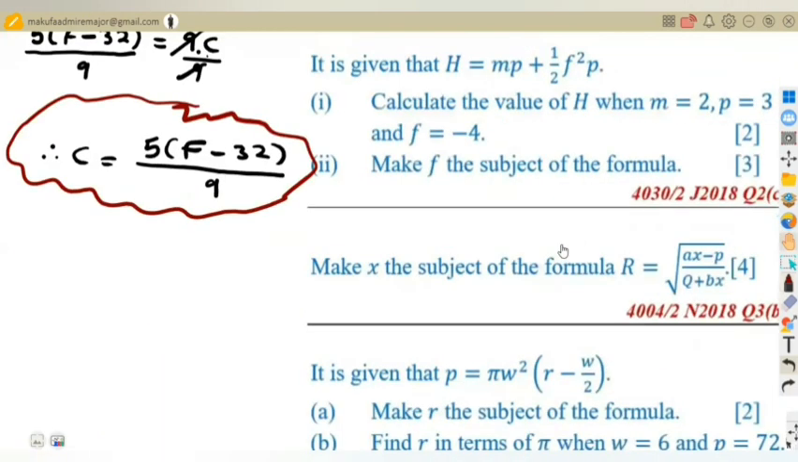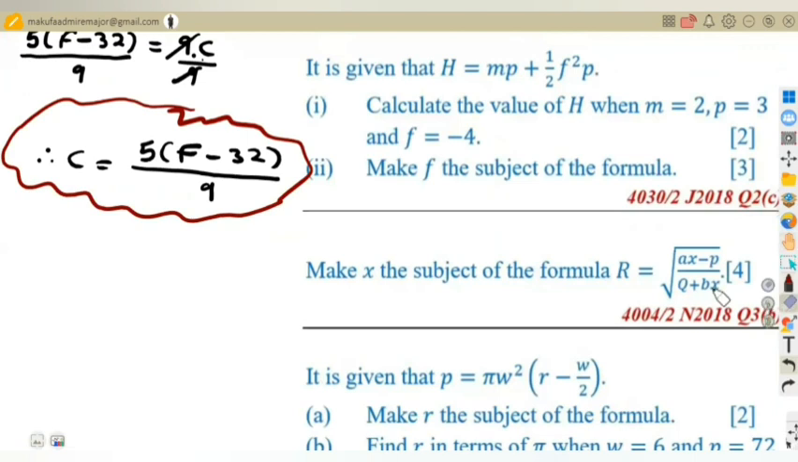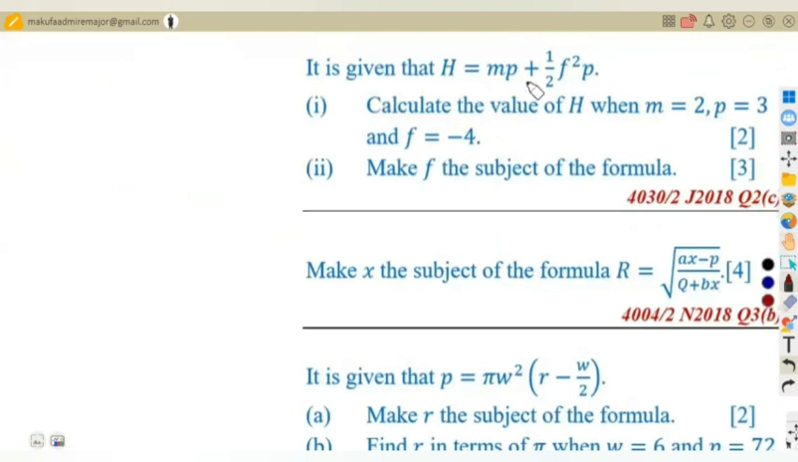All right, let us check the other part we are given. It is given that h is equal to mp plus half of f squared p. Calculate the value of h if m is 2, p is 3, and f is minus 4. So again, you are just substituting. So h is going to be mp, that is m times p. So m is 2, p is 3, so you're just multiplying m, which is 2, by p, which is 3.